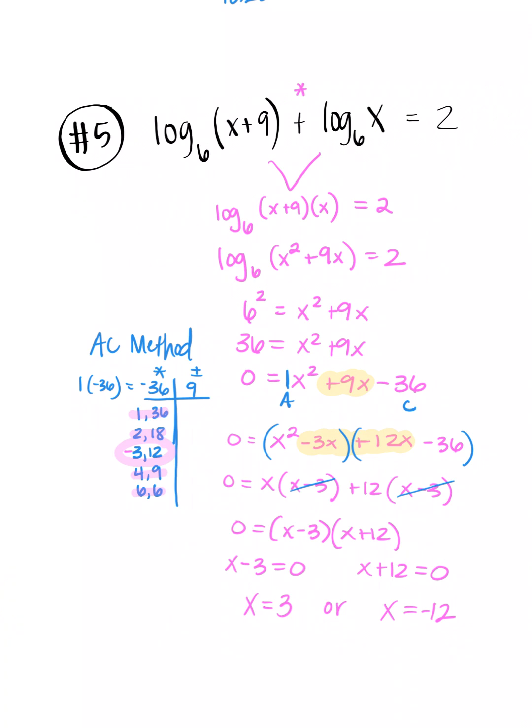What I still need to finish doing is checking my solution. If I take the 3 and plug it back in, I'm going to get 3 plus 9 and 3. Both of those numbers are positive, and so I know this solution is going to work. If I try the negative 12, I'm going to get negative 12 plus 9, and I'm going to have negative 12. Those do not work because they stay as negative numbers. So negative 12 is not one of my solutions to this log equation.